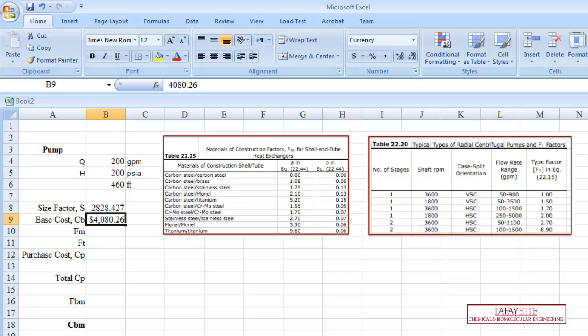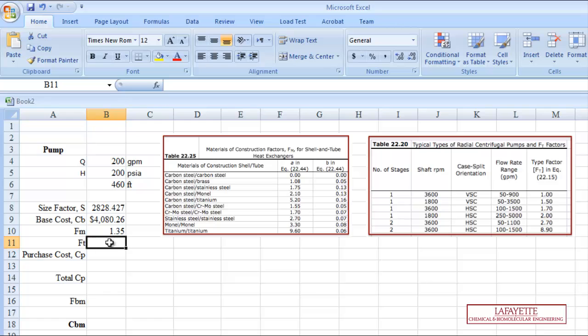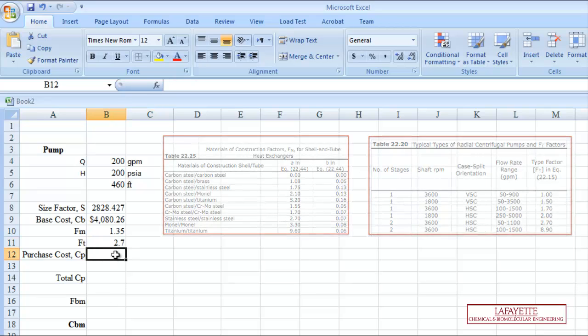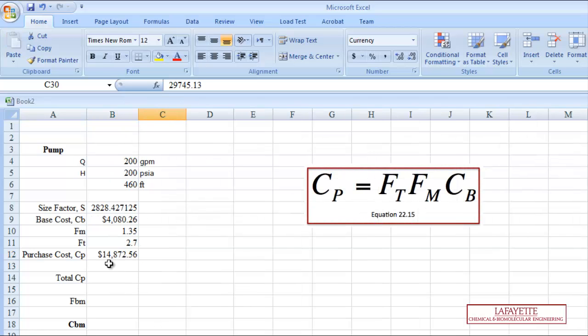In order to calculate the purchase cost of the pump, the values for the pump type factor and the materials of construction factors must be taken into account. Using these two values, a purchase cost can be calculated from the equation shown, and it should, in turn, be doubled based upon the problem statement.